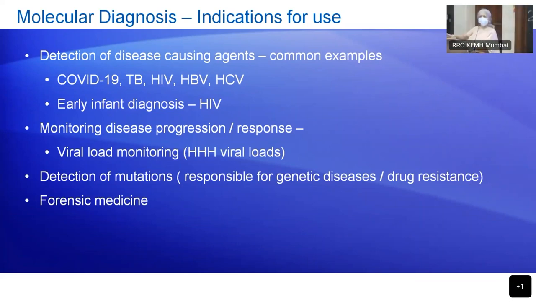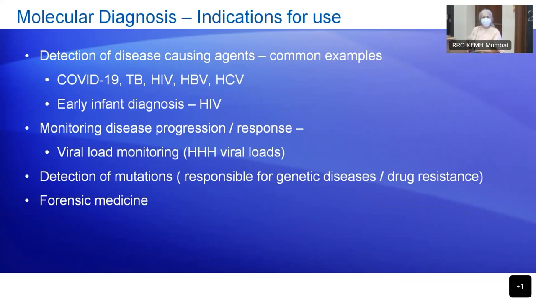So that's about diagnosing a particular disease. And there are certain diseases wherein it is required to monitor if the patient is responding to treatment or if the patient who has been put on treatment is worsening. The classical example of that is HIV viral load. HIV viral load is used for disease monitoring, for disease progression, and for clinical response to antiretroviral therapy that we deal with.